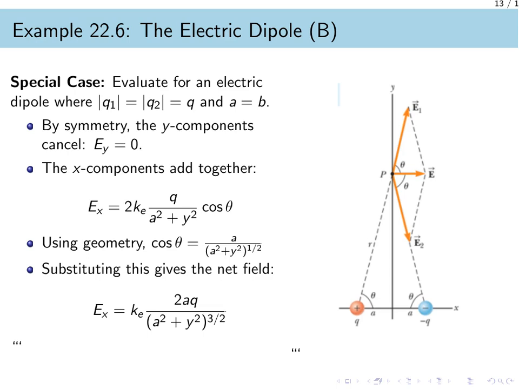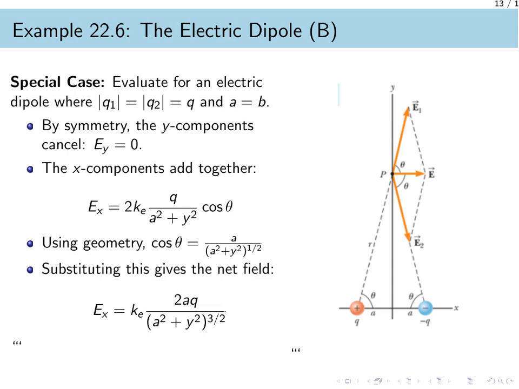We now evaluate a special case known as an electric dipole, where the two charges have equal magnitudes but opposite signs, and are placed equidistant from the origin, so a equals b. Due to the symmetry of this configuration, the vertical y components of the two electric fields point in opposite directions and cancel each other out entirely, leaving E sub y equal to 0. The horizontal x components, however, point in the same direction and add together.